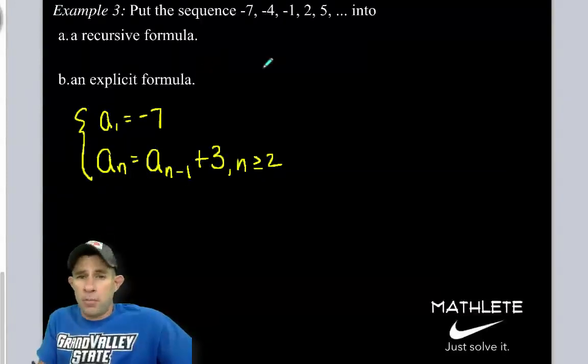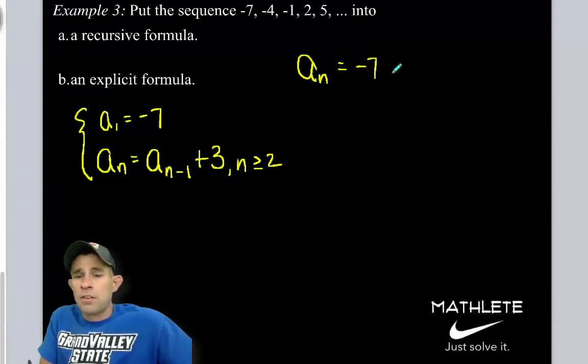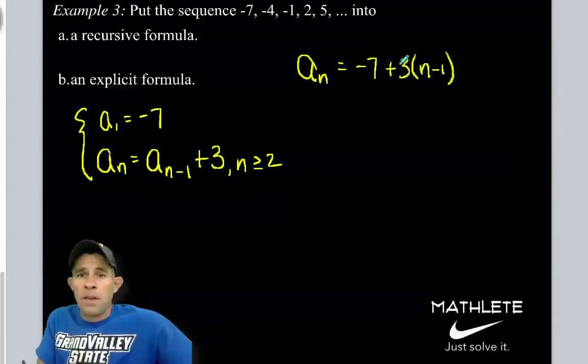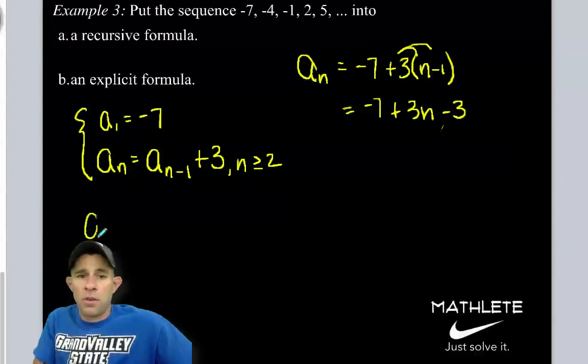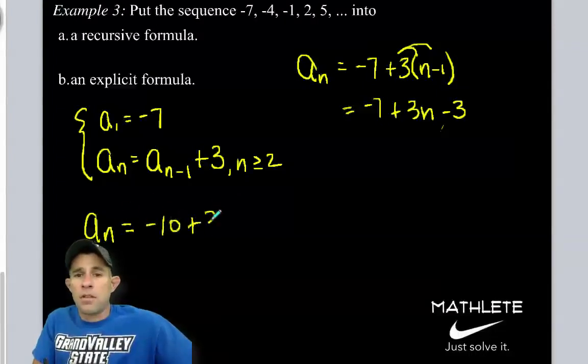Next, let's find our explicit formula. Our explicit formula can be written as a sub n is equal to that first term plus the constant difference, which in this case was 3, times n minus 1. Again, we can simplify by distributing that 3 inside. So we have negative 7 plus 3n minus 3. And now combine our like terms. Our explicit formula will be a sub n is equal to negative 10 plus 3n.